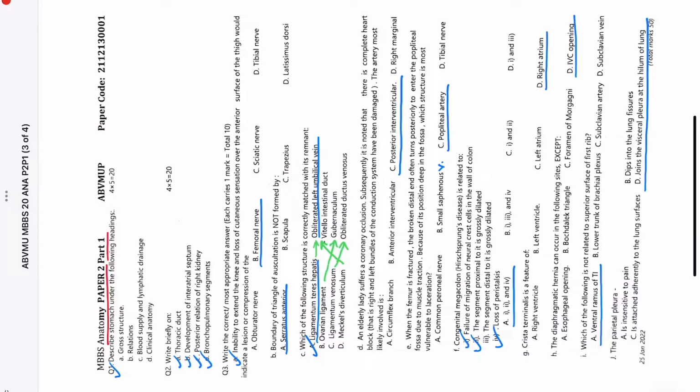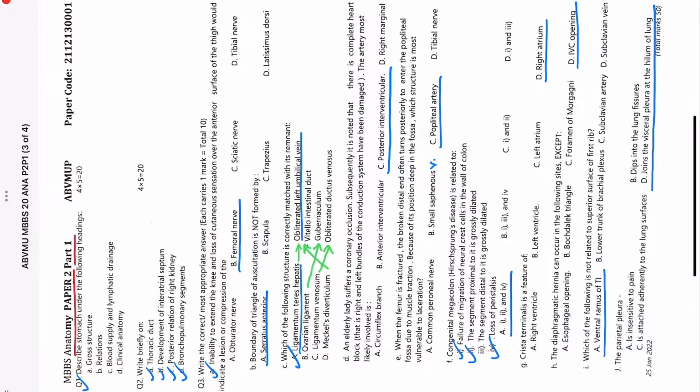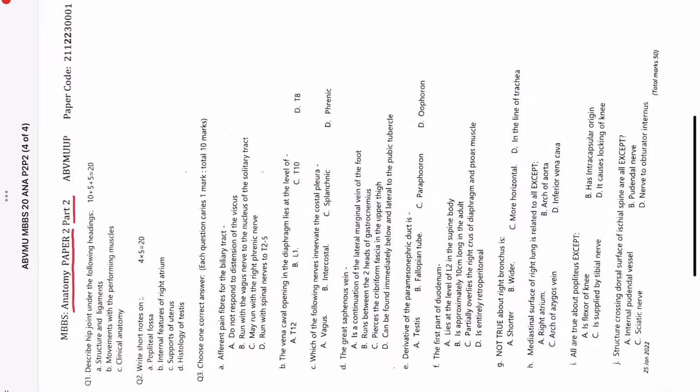So here we are done with paper 2 part 1. Now we will be discussing anatomy paper 2 part 2. The same marking pattern is here also.